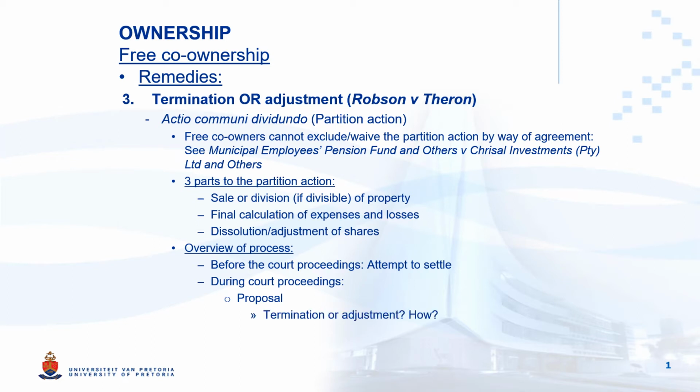Now, if not approached with a proposal, the court may delay proceedings by sending parties back to come up with proposals on whether the co-ownership should terminate or should be adjusted or readjusted, and how this should be achieved. In the event that there is a proposal, the proposal must consider how the termination will look or how adjustment will look, as already indicated.